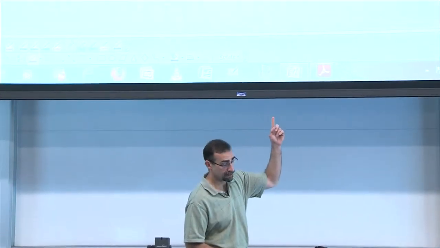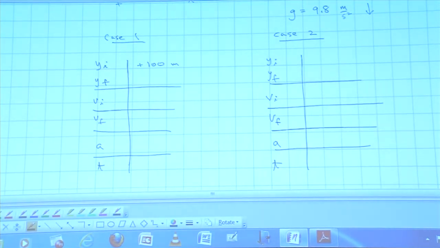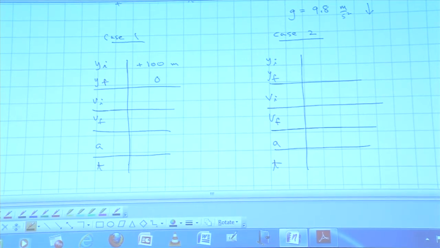We're throwing the ball up. What's our initial position? 100. I'm going to put a plus sign there just so I remember. What's our final position? 0. Our initial velocity? Upward, it's positive direction, 25 meters per second. Final velocity, we don't know. Acceleration, downward, right, 9.8 meters per second squared. So it's negative. Time, we don't know.